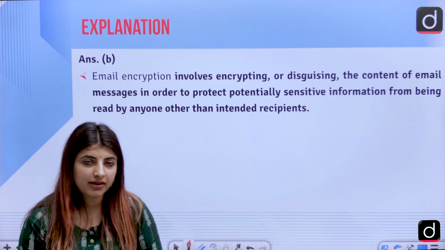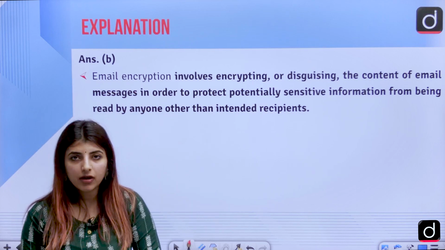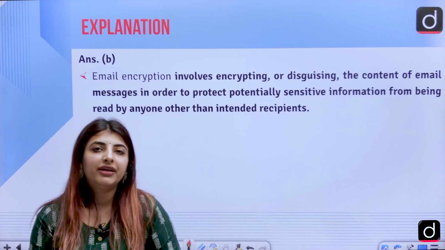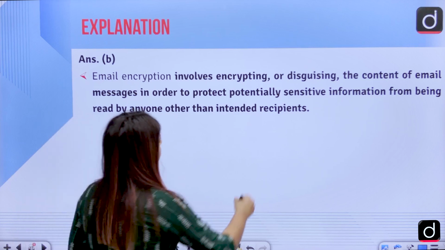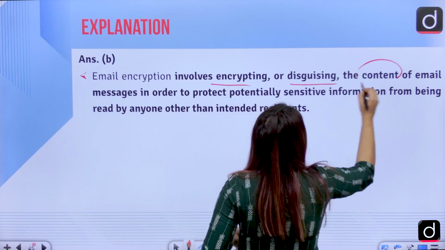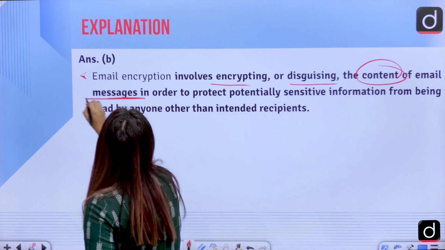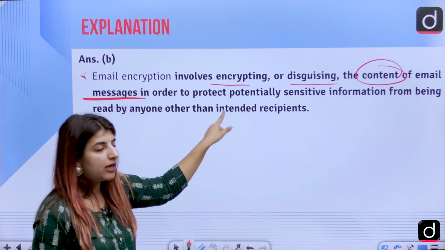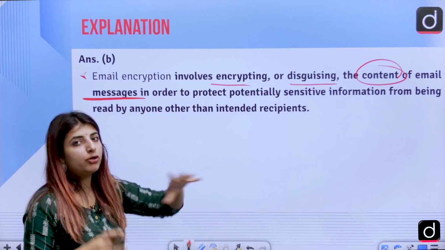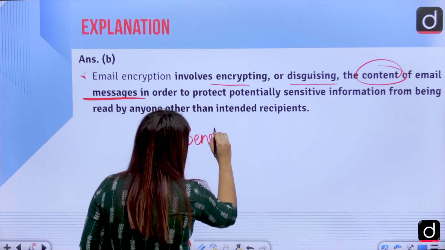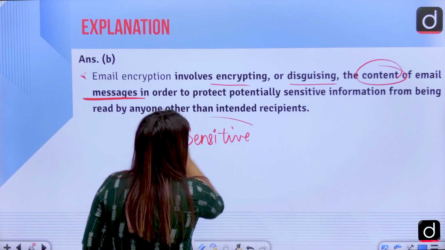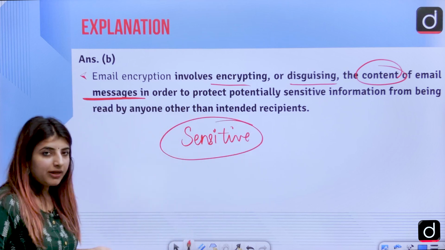wants to read that very message by hacking it somewhere or the other, they will not be able to read that message because the email was encrypted. Encrypting or disguising the content of email messages in order to protect potentially sensitive information, because a piece of information can be sensitive from an organizational point of view as well, right?